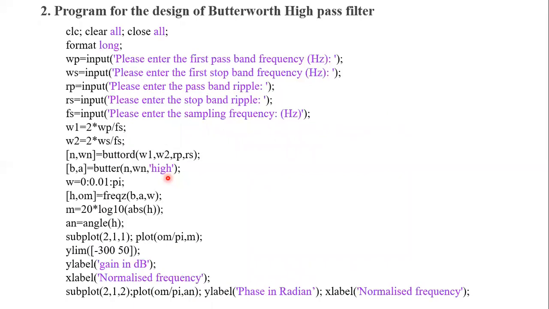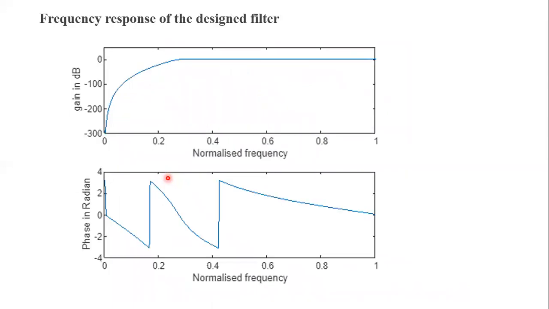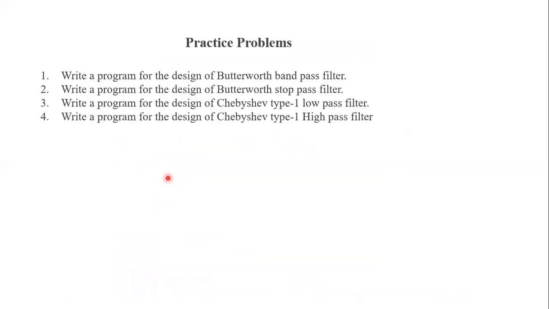After implementing this code using MATLAB with these inputs, I received this frequency response of the designed filter. That is the response of the high pass filter. These are some problems, as I mentioned in the practice problems. You can try these different problems and check what the impact is on the frequency response.